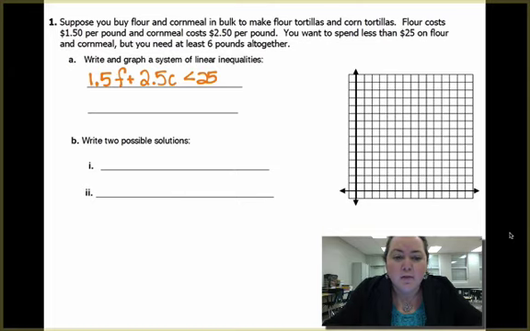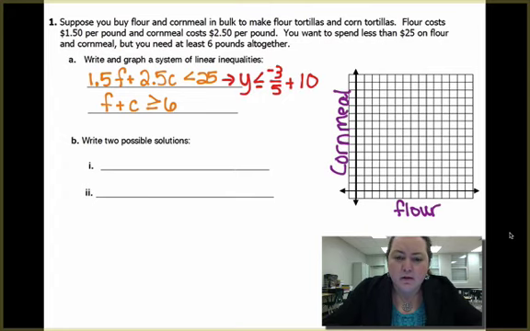Then it says you want at least 6 pounds altogether. So for flour and cornmeal, you're buying it by the pound. So flour plus cornmeal has to be greater than or equal to 6 because you want at least 6. You can get more, but you want 6 or more. Okay? So I'm going to label my graph, and I'm going to have cornmeal on my y-axis and flour on my x-axis, because I did flour where I would normally put x, and I did cornmeal where I would normally put y in my inequality statements.